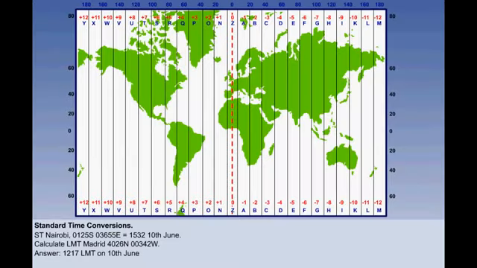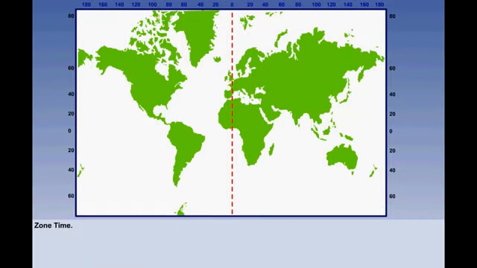Standard time is appropriate for land. What about ships at sea? We'll finish by looking at zone time. At sea, in order to keep the ship's time related to day and night, the clocks are altered by 1 hour for each 15 degrees of longitude change of position. The datum used is the Greenwich meridian, as shown on the screen.